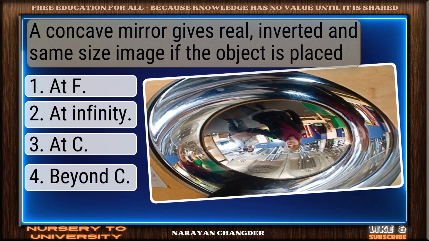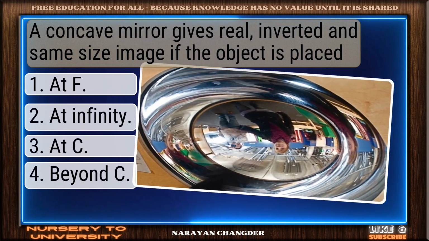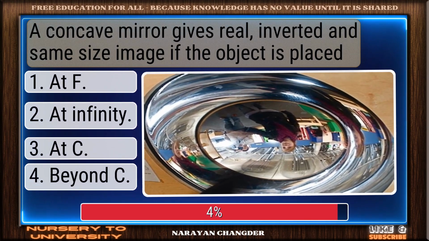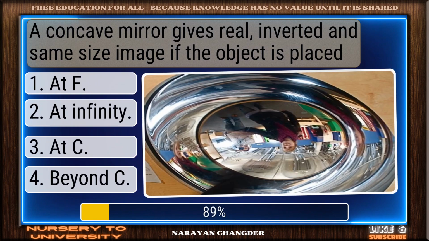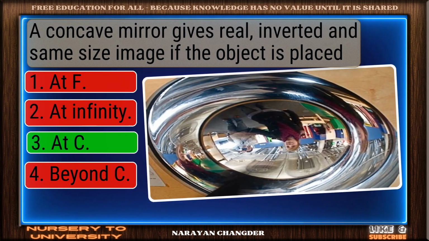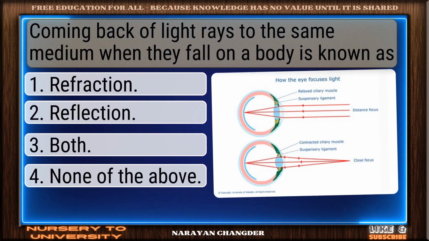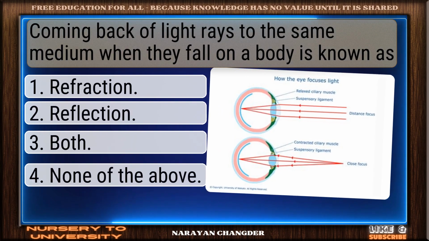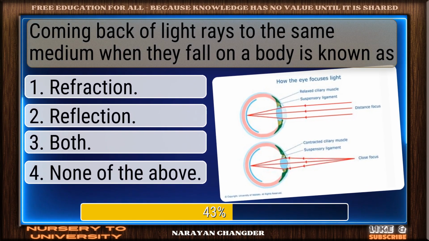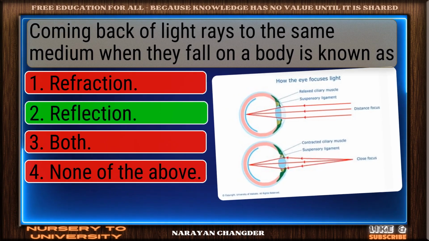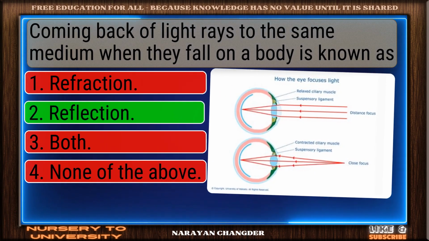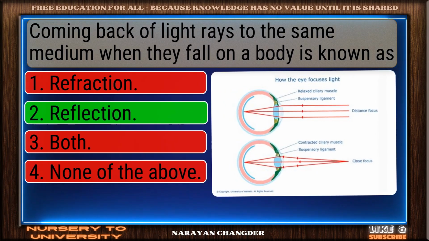A concave mirror gives real, inverted, and same-size image if the object is placed... Well reasoned. At C is the correct choice. Coming back of light rays to the same medium when they fall on a body is known as... You're right. Reflection is the correct answer.